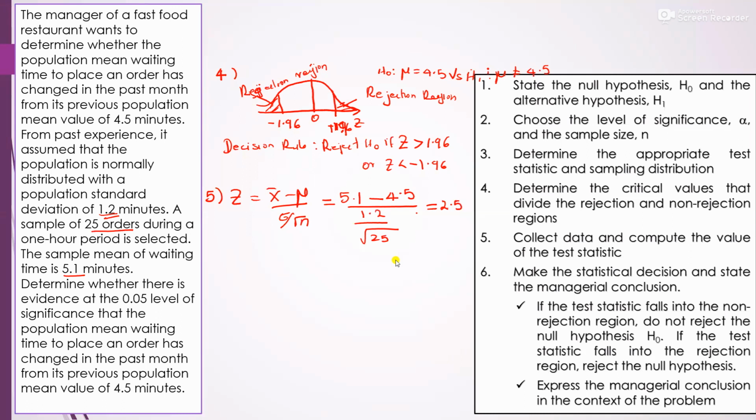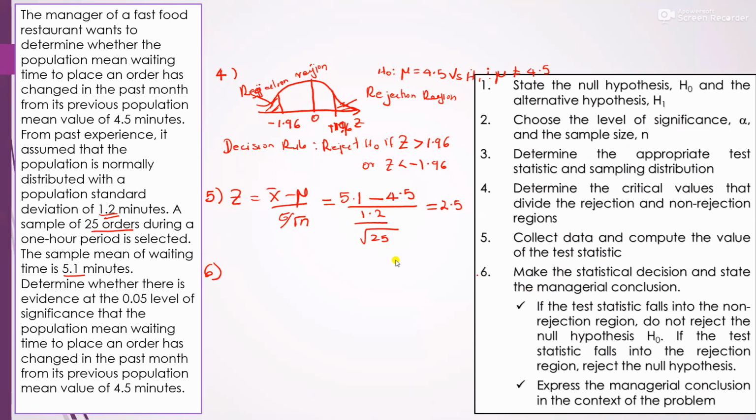Now, 2.5 is greater than 1.96. After computing this value, we have to make the decision. Now we have collected the data and computed the value of the test statistic. So now we follow step 6: make the statistical decision and state the managerial decision.